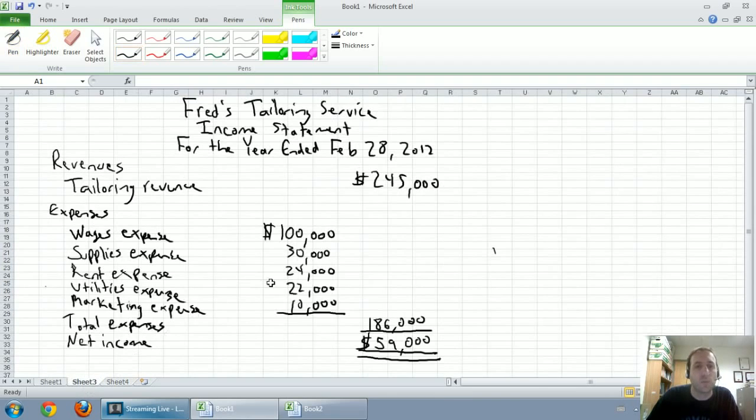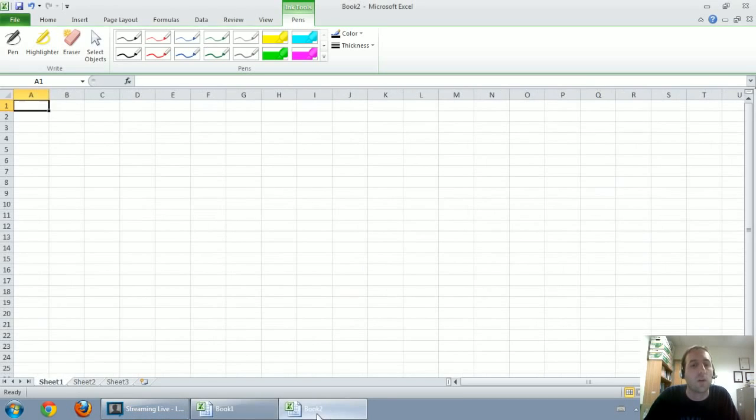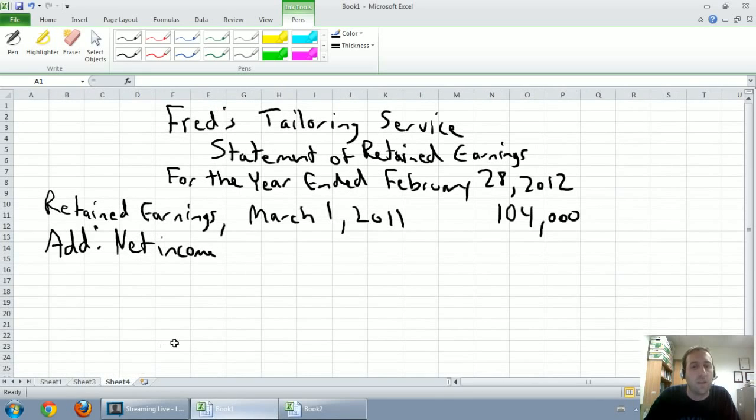Our net income comes from our income statement that we prepared earlier, and our net income was $59,000. So let me fill that in. Net income of $59,000. $43,000, and we're going to subtotal here.